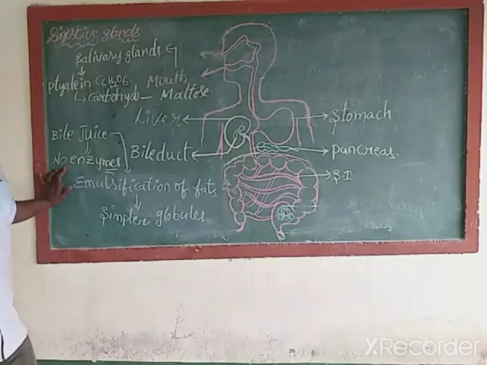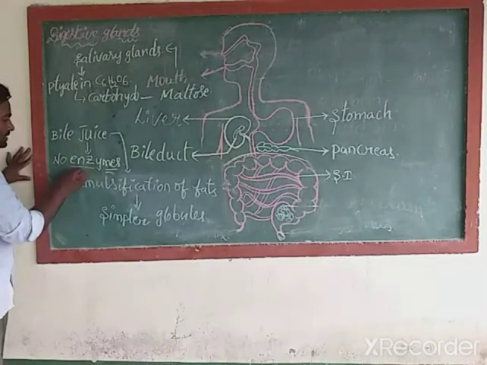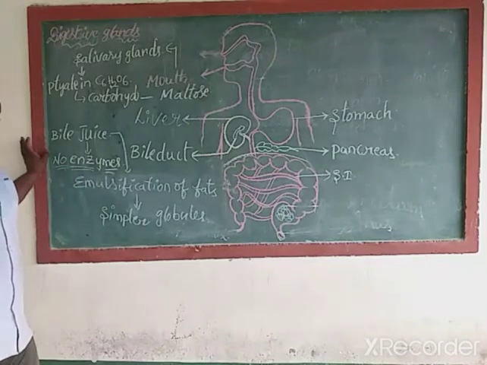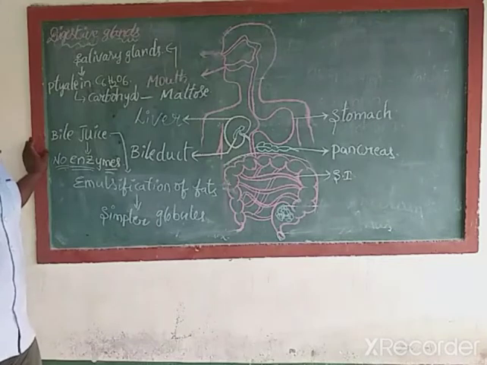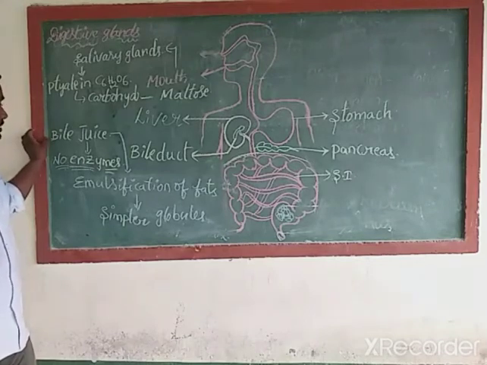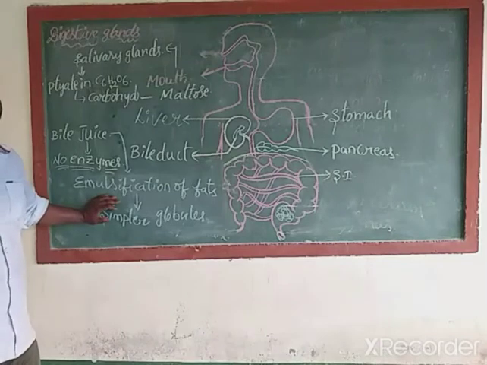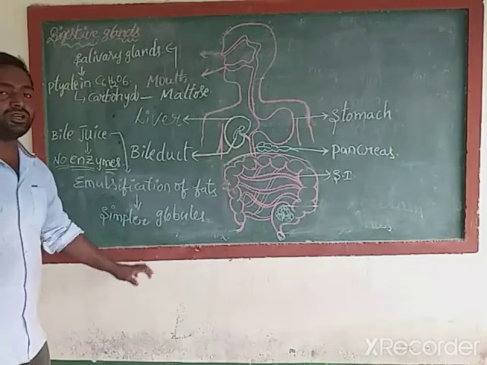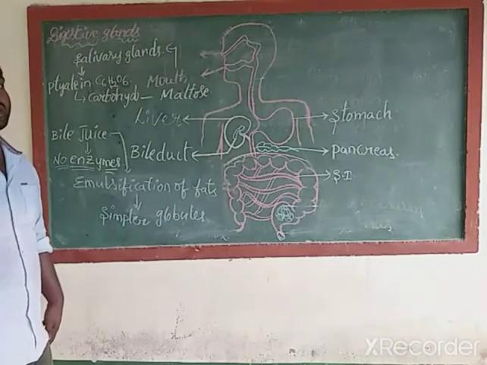This bile juice doesn't contain any enzymes. For one mark or half mark questions, they will ask which digestive juice doesn't contain any enzymes. Then you need to answer bile juice. This bile juice is useful for emulsification of fats. Emulsification means simplifying of fats into simpler globules.